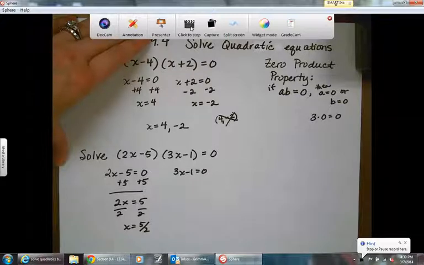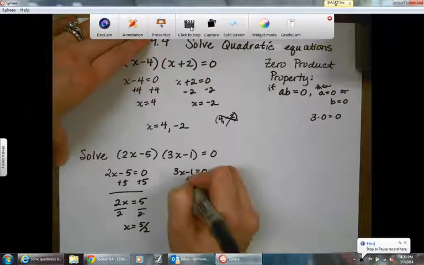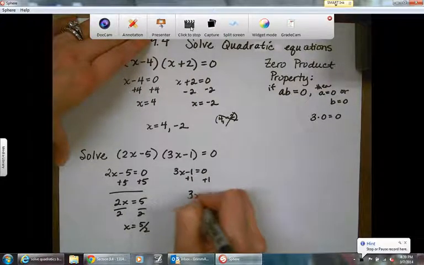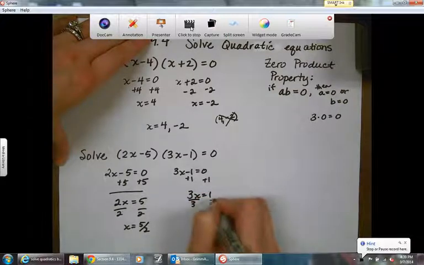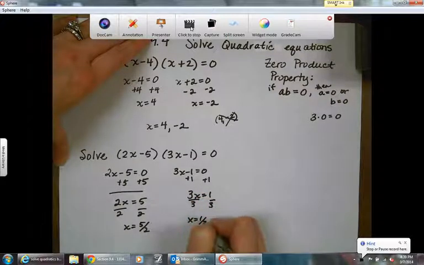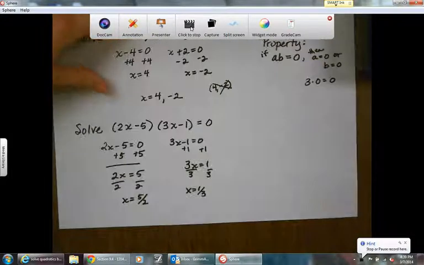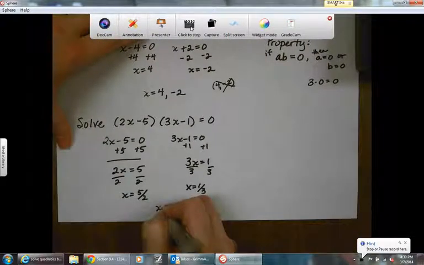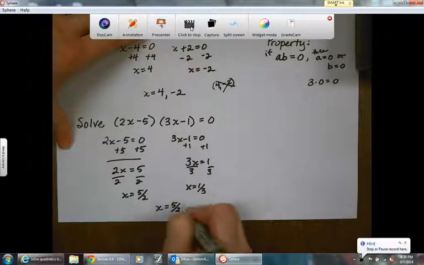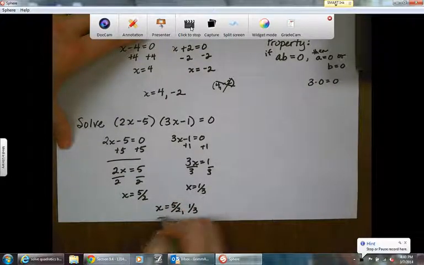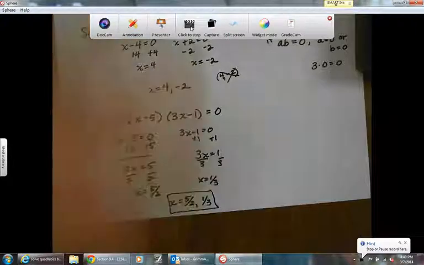Then I'm going to go to the other side. I add 1 to both sides over here and get 3x equals 1. Divide both sides by 3, and x can be 1/3. Oh, look at that, they're both fractions. You guys love fractions. All right, so this is going to be x equals 5 over 2, or 1/3. And there is your final answer.